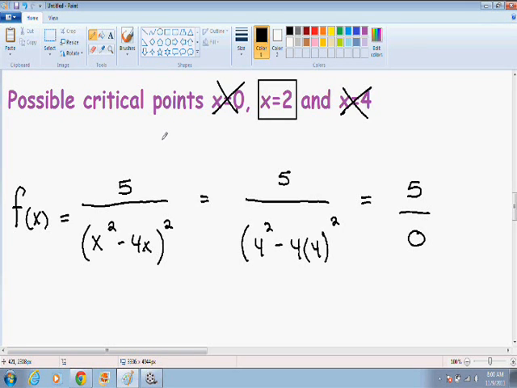And critical numbers can be used to find relative minimums and relative maximums. Critical numbers can also be used to find whether a function is increasing or decreasing. I will be posting videos on those topics very shortly. So I hope this gave you a better understanding of how to find the critical numbers.